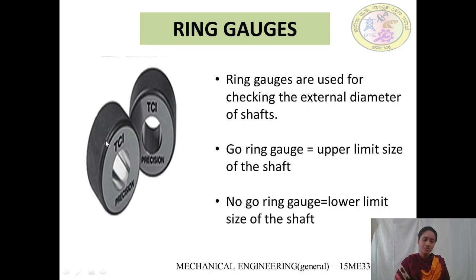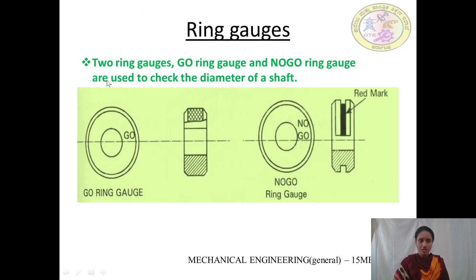Okay. So see here, this is for the go ring gauge. This is the front view and side view, and this is the front and side view of the no go ring gauge. See here, it is marked with a red mark. So this indicates the no go ring gauge.